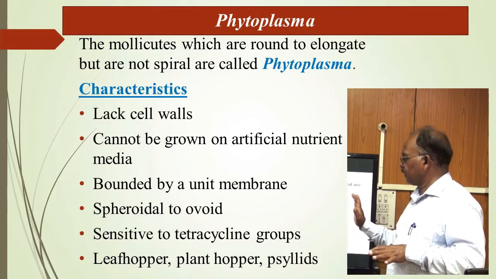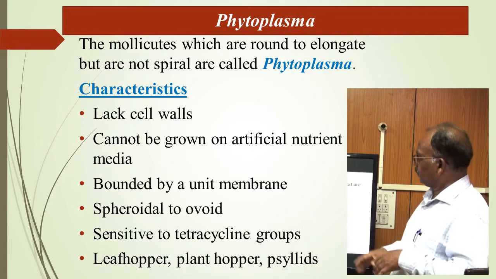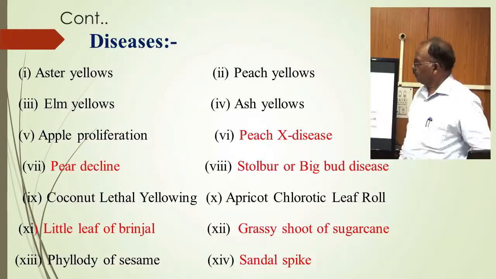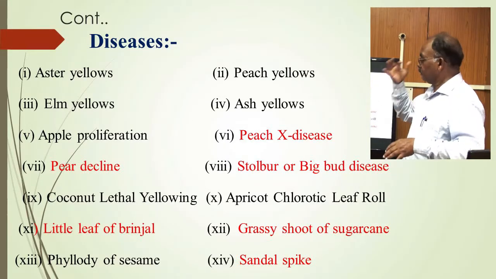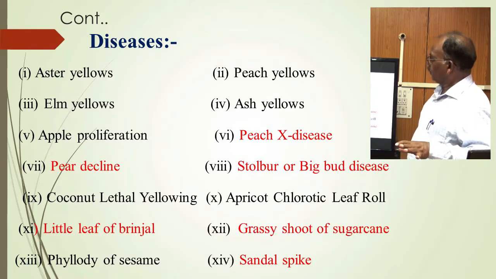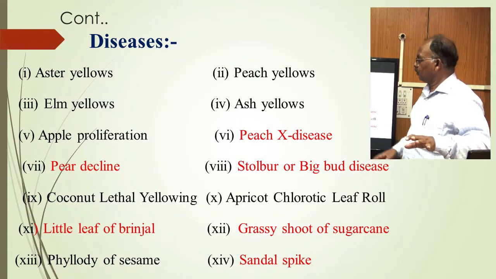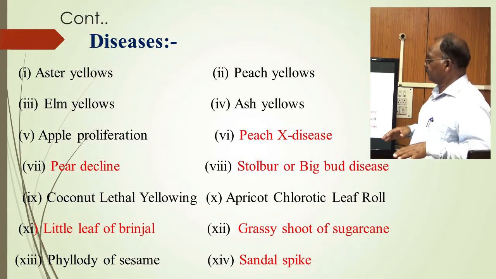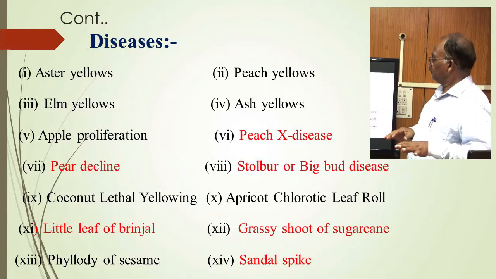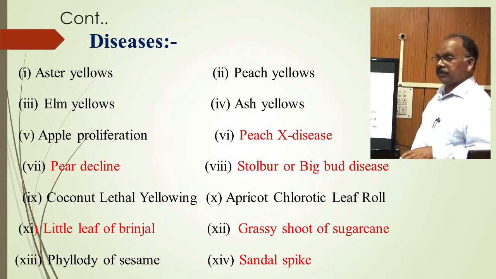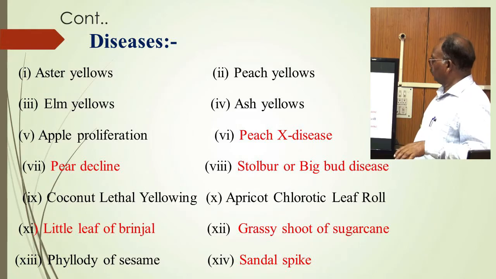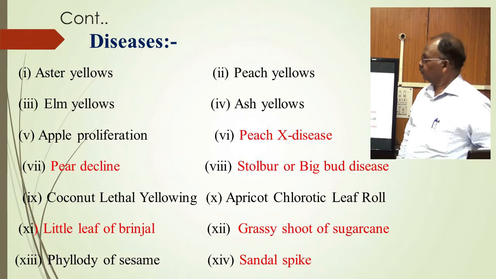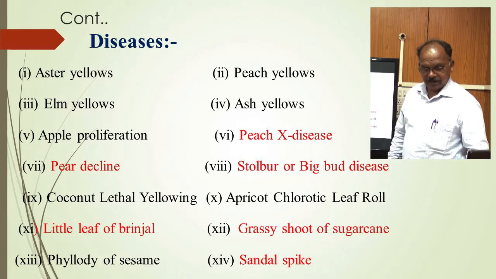Phytoplasma are sensitive to tetracycline group antibiotics, and they are transmitted by leafhoppers, planthoppers and psyllids. There are some important diseases which are caused by phytoplasma: aster yellows, elm yellows, apple proliferation, pear decline, coconut lethal yellowing, little leaf of brinjal, phyllody of sesame, peach yellows, ash yellows, peach X disease, stolbur or big bud disease, grassy shoot of sugarcane and sandal spike. All these are caused by phytoplasma.